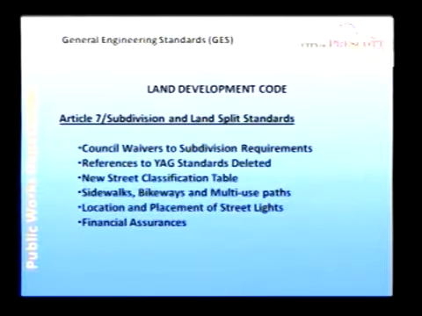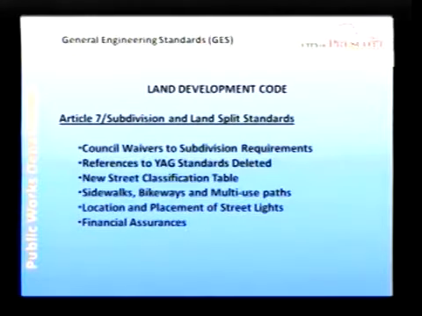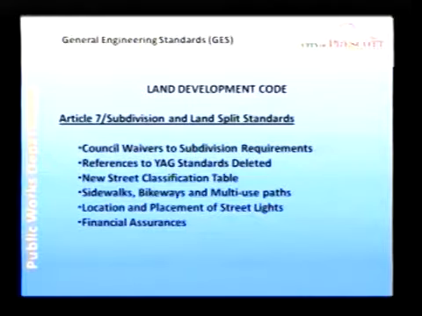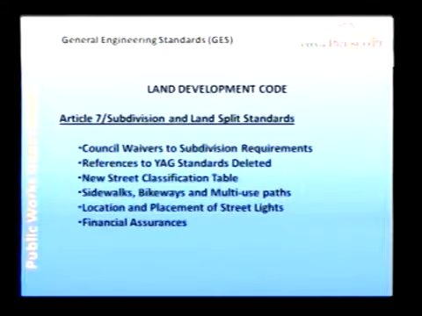Sidewalks, bikeways, and multi-use paths, Ian has spoken with you already. Location and placement of streetlights is now in the General Engineering Standards, Chapter 6. And financial assurances will be moving from the Land Development Code to the General Engineering Standards, and I'm going to talk about that a little bit more here in just a minute.